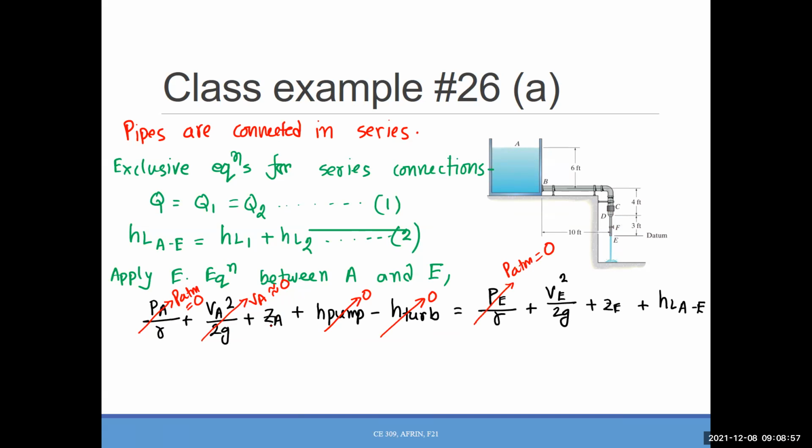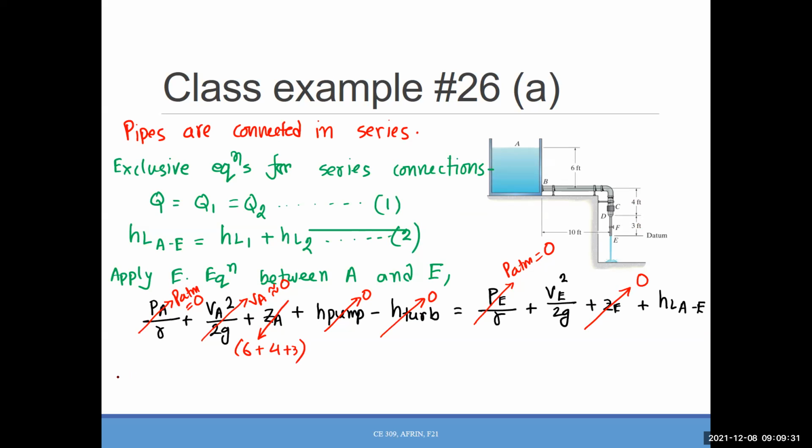Now we know the datum, which is at E. So what will be the elevation head for A? It will be 13, because 3 plus 4 plus 6, right? So I will write down this way, 6 plus 4 plus 3. Okay. What about ZE? It will be 0. Okay. And HLAE, I don't know at this point. I will work on that.